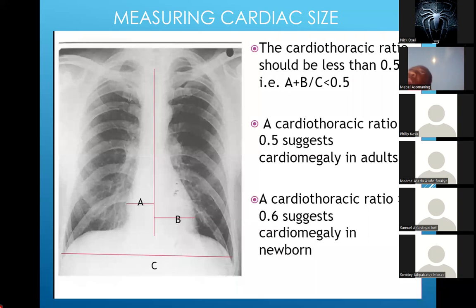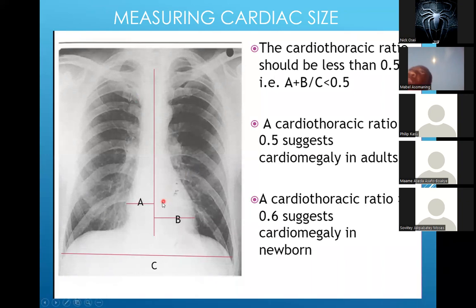I mentioned that we can determine objectively whether the heart is enlarged or not. You can calculate objectively and determine that it's large, and everybody would calculate and come to the same conclusion that the heart is enlarged. And we use the cardiothoracic ratio. Now, for a normally sized heart, the cardiothoracic ratio should be less than 0.5. And this is how you calculate it.